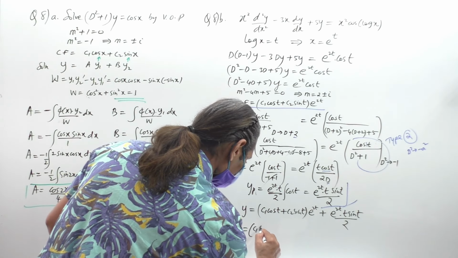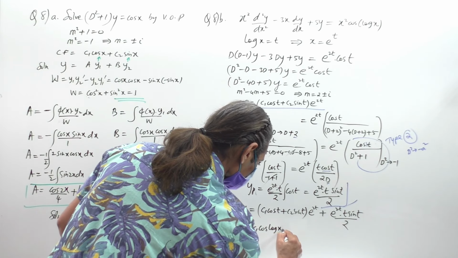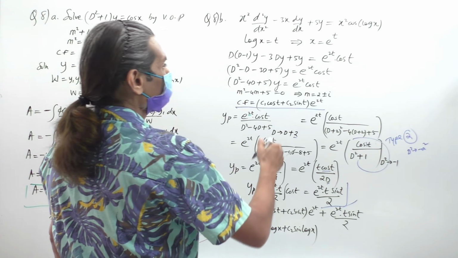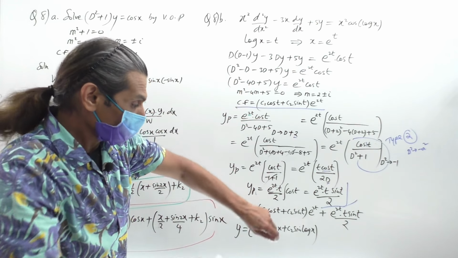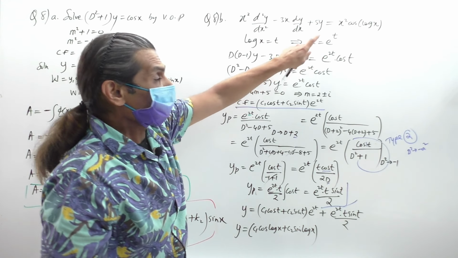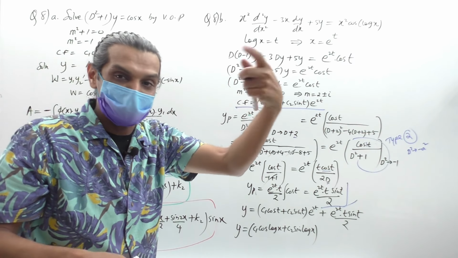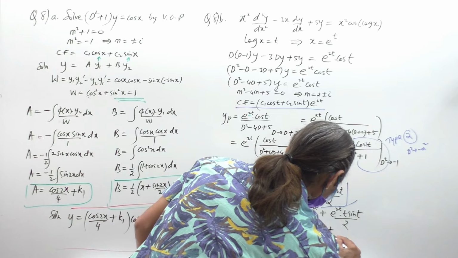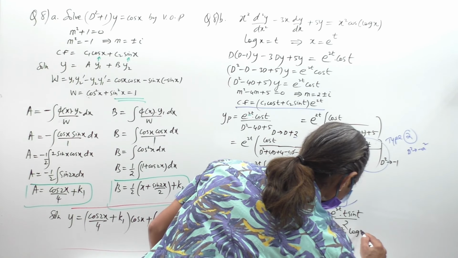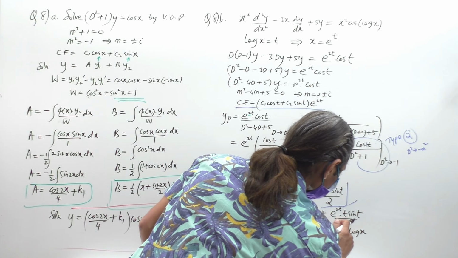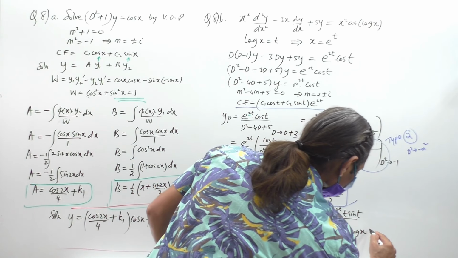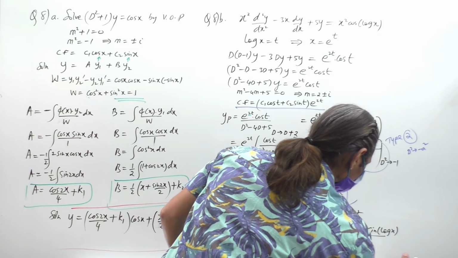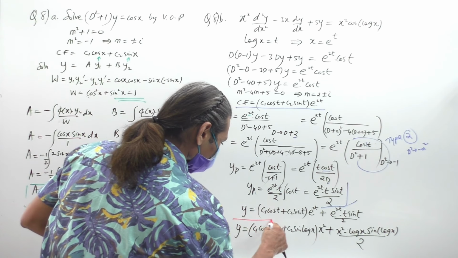So this will be c1 cos of log x plus c2 sin of log x, whole into, see, x is e raised to t, so e raised to 2t is x square. So in place of e raised to 2t, write x square. Similarly here also x square into log of x into sin of log x, divided by 2. That's all. This is the solution.